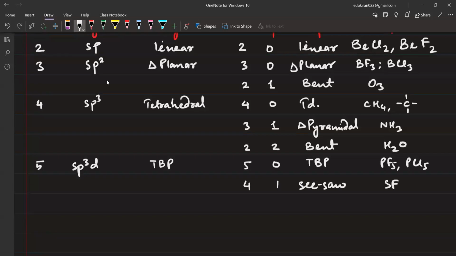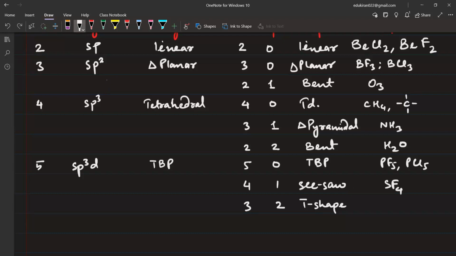Example, we have seen SF4. Okay. Next, we are going to reduce it further, 3 and 2. The shape becomes T-shape. Now, try to move from trigonal bipyramidal, seesaw and T-shapes logically.